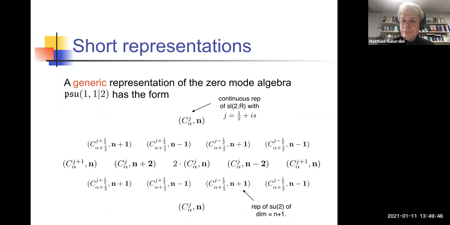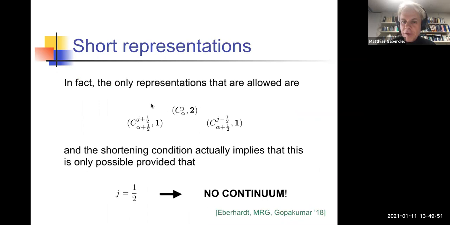So what you learn from that is that the only representations that are allowed are short representations. And in fact, the only representations take exactly this form. They have a two-dimensional and a one-dimensional representation combined in this fashion. And as always, when you have a shortening condition for one of these multiplets, this is only possible provided that some quantum numbers take some specific value. And when you work out what's the condition that this short multiplet is compatible with the commutation relations, what you find is that the spin must be equal to exactly a half.